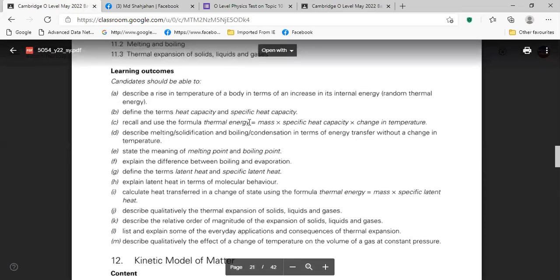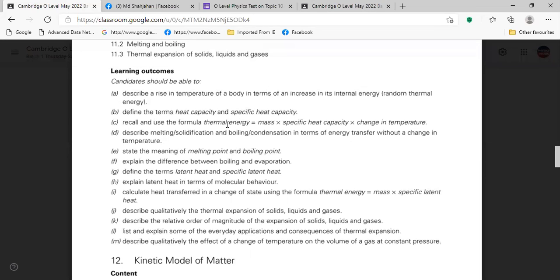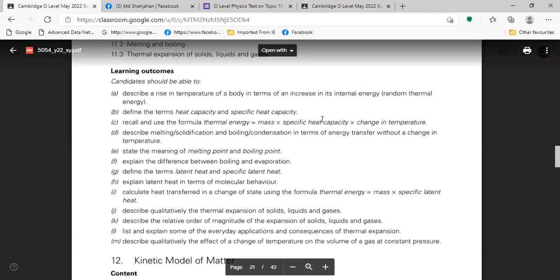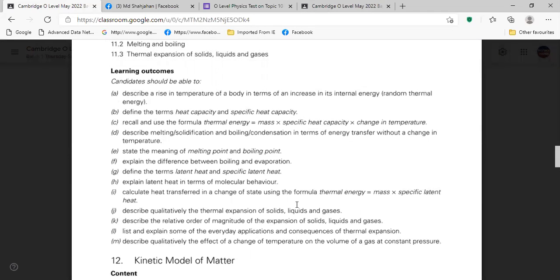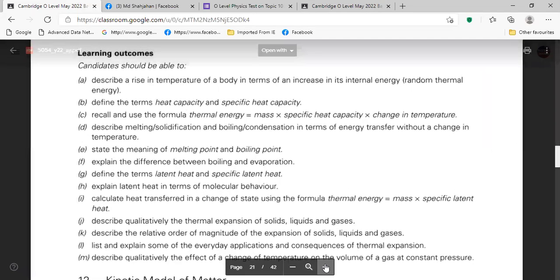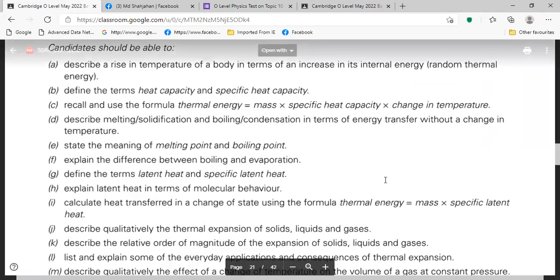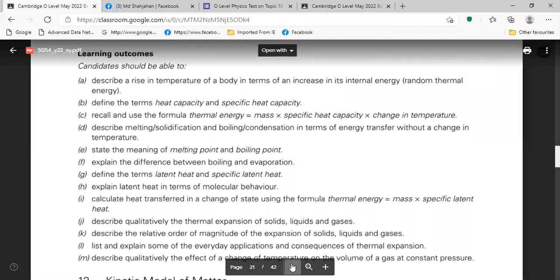Today we will do specific heat capacity. We will do its formula also, the specific heat capacity formula. Okay. First we do specific heat capacity. So here we have all.